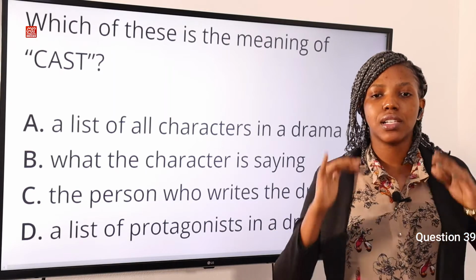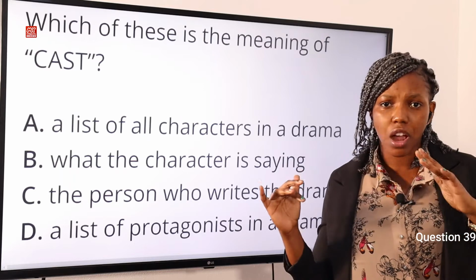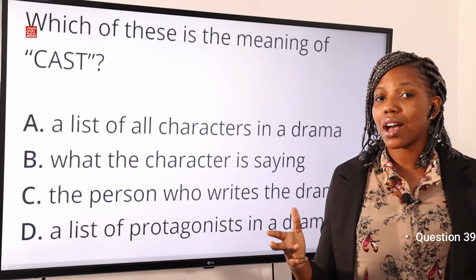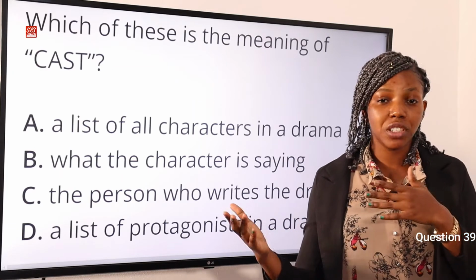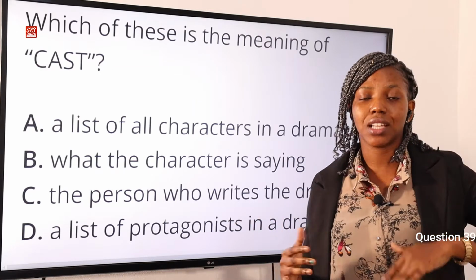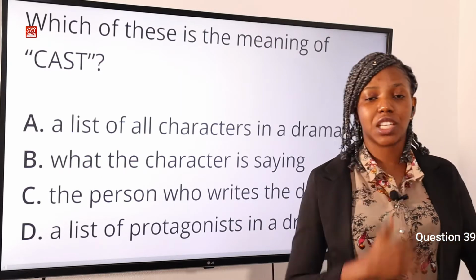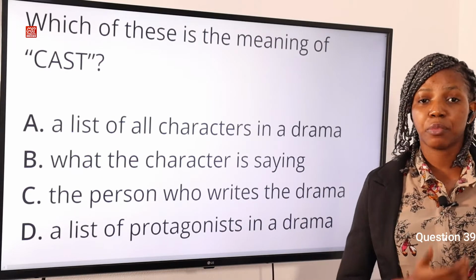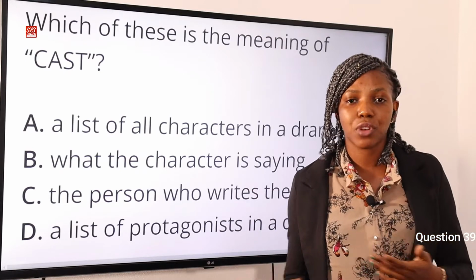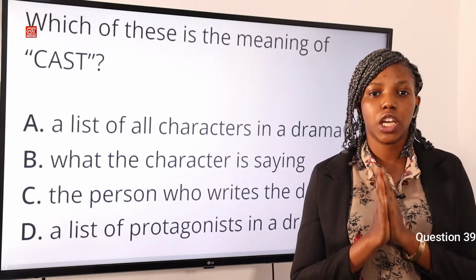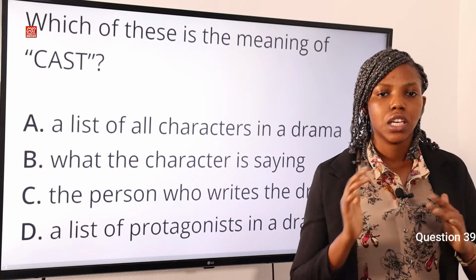So cast is a list of all the characters, not one character, all the characters in a drama text. Usually you have your cast at the end of a movie, the list of all the characters. This is cast. And usually in a drama text, you have it at the beginning of the text, before you start reading the story itself. So the answer to this question is option A, a list of all the characters in a drama.